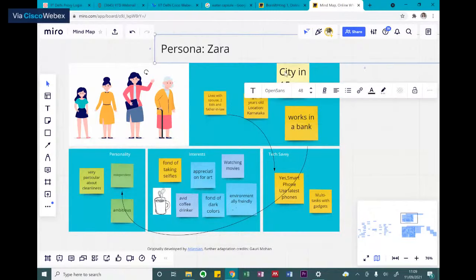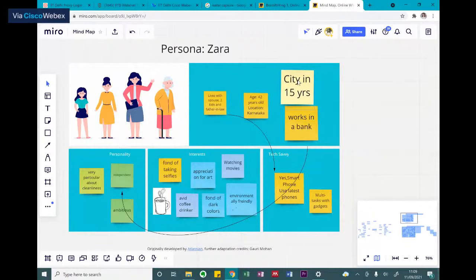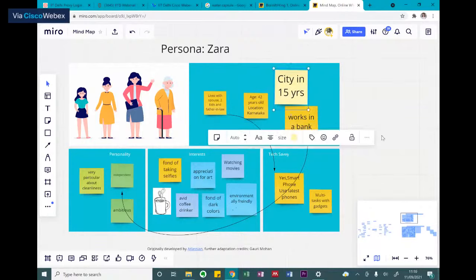So if you can see, it's so easy to apply sticky notes, and it's also collaborative. That means that multiple team members can actually in real time add on to the sticky notes. And now you see that there are personality traits and interests that you can write, as Professor Rao had mentioned, that the person Zara is fond of taking selfies and is an avid coffee drinker. So you can also add images, make it more illustrative and understandable here. And then also some other traits like tech savvy, etc.